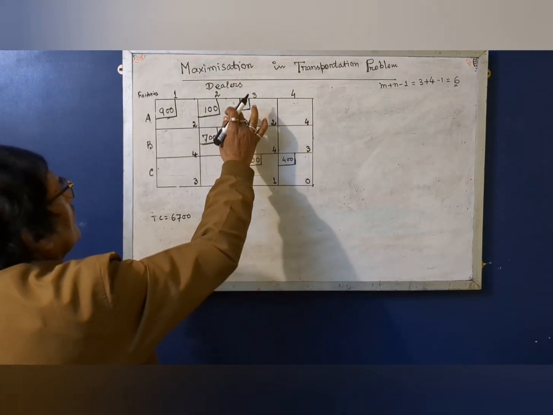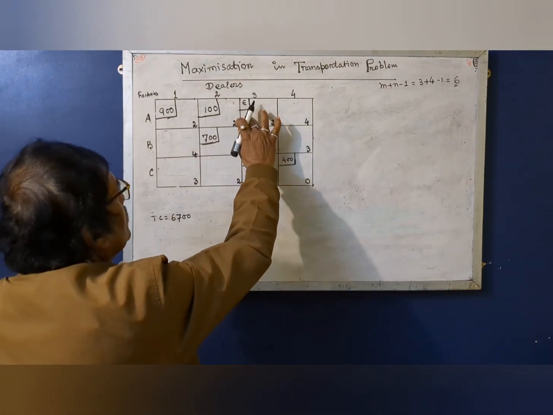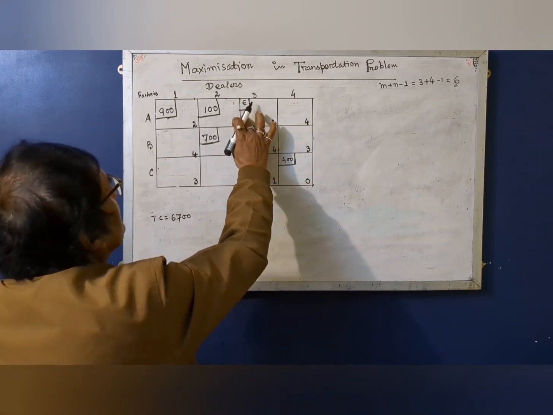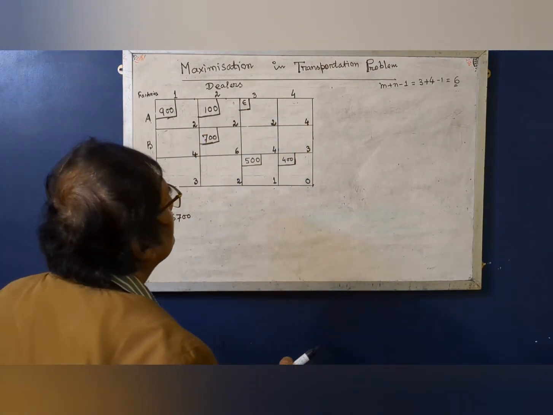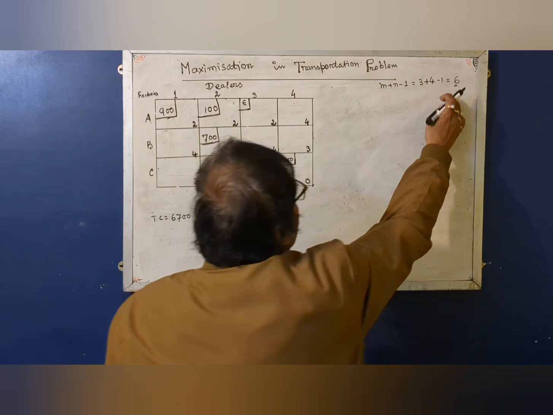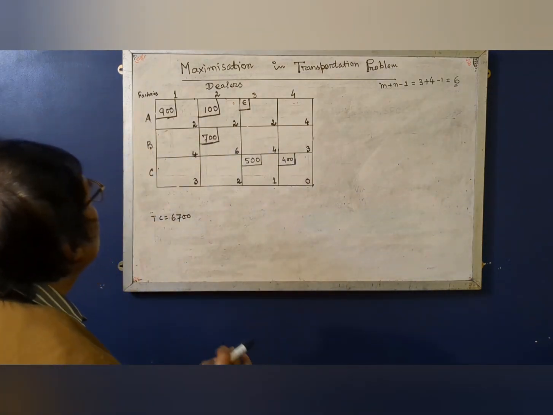So artificially, for the mathematical purpose, you have to put a negligible quantity in any cell so that a square should not form. And now the total number of allocations is 6. That's why you can proceed for the body.